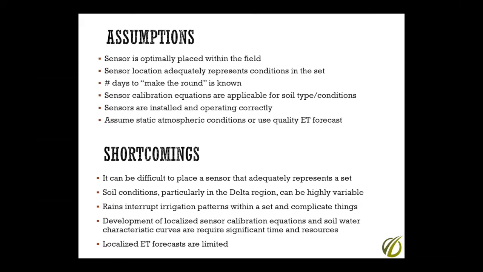Practically, we can be in the middle of an irrigation set and catch a rain, and that just interrupts the whole pattern and makes things complicated. And again, going back to the need for these localized sensor equations and the soil water characteristic curves, the reason they're not abundantly available is that they're tough. They require a lot of sweat and time and resources to develop.